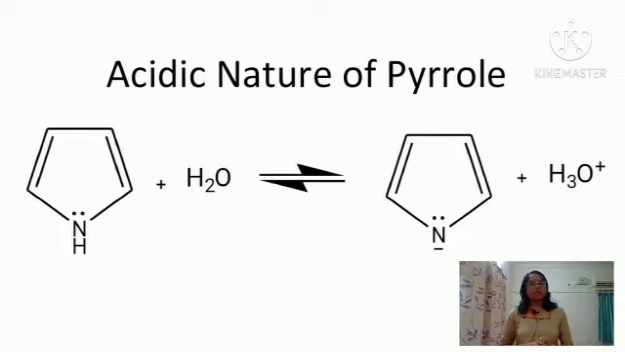So let us discuss how pyrrole acquires acidic character. When pyrrole is treated with water, the hydrogen atom from the nitrogen is easily removed as a proton, so it can result in the formation of a pyrrole anion. When any compound loses a proton, or donates a proton, it means it can act as an acid. So the pyrrole anion is highly resonance stabilized.